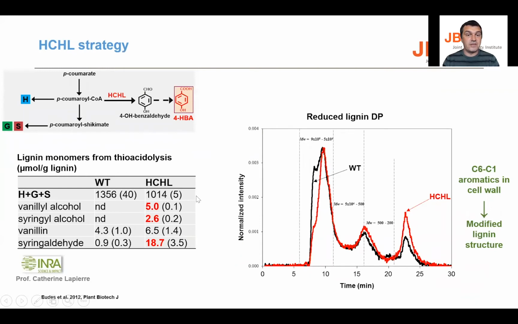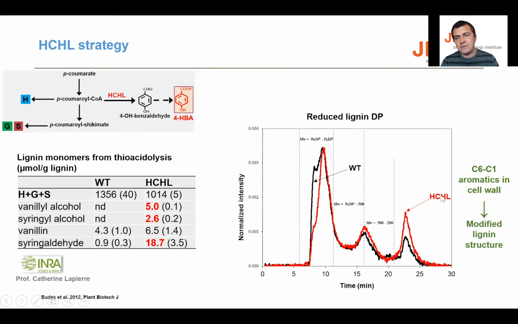And instead, when we investigated the lignin monomeric composition using thioacidolysis, we noticed that in addition to the conventional units, G, S, and H, the HCHL plants accumulate rare C6C1 aromatics, alcohols, and aldehydes. And we think those are converted from 4-HBA. They derive from 4-HBA and incorporate into lignin. And the incorporation of these rare aromatics in the cell wall has an effect on the lignin structure. So here you are looking at size exclusion chromatography profiles from lignin purified from HCHL transgenic plants and wild type.